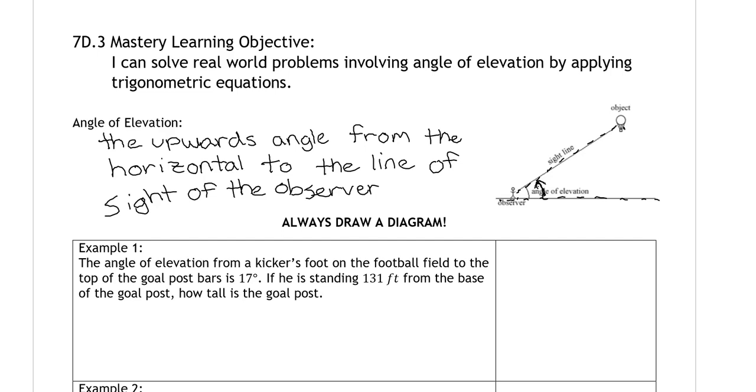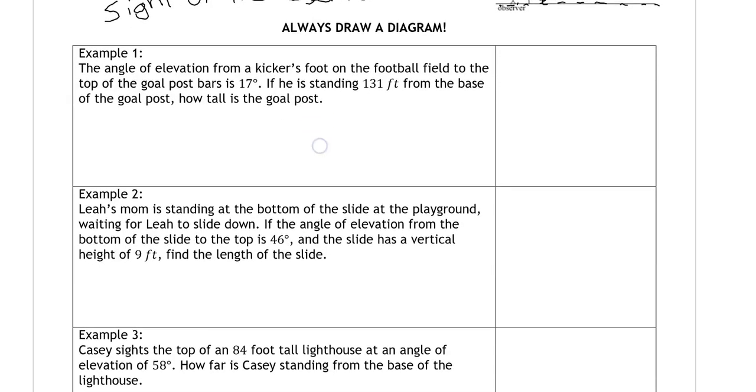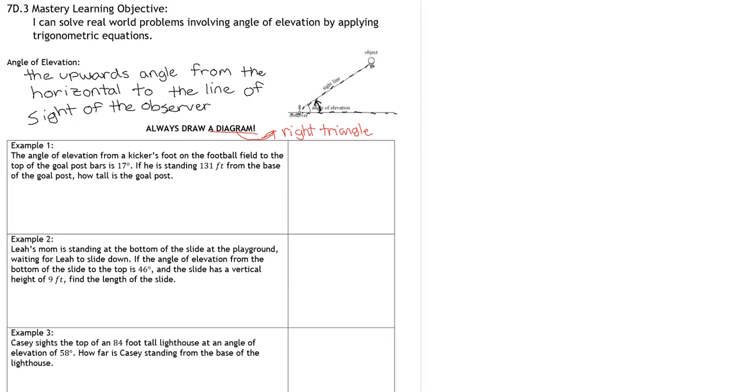Alright, so let's look at some examples. The first thing that we always want to do is draw a diagram. And by diagram, I mean, we are just always going to draw a right triangle. So our diagram, these are always going to be a right triangle.